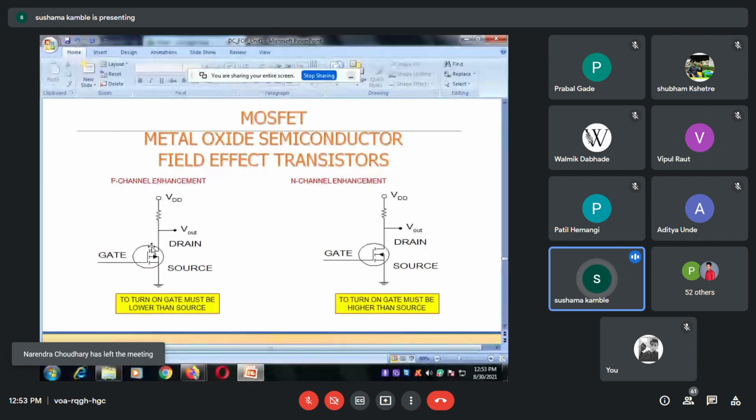Okay. Got this? When PMOS is going to be on, the gate must be lower than the source. And for N channel, the gate must be higher than the source. So you can compare with the transistor. In an NPN transistor, the base voltage should be more than the emitter voltage, like this only. And for a PNP transistor, the base voltage should be less than the emitter. You just compare these three terminals: drain to collector, source to emitter, and gate to the base of the transistor. Got it?